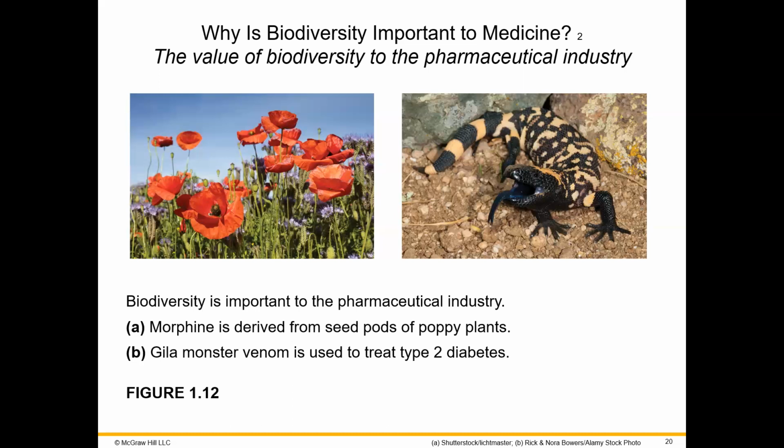An estimated 50,000 to 70,000 plant species are used in modern and traditional medicine. Taxol from the bark of the Pacific yew tree is an anti-cancer drug used in the treatment of breast cancer and other cancers.